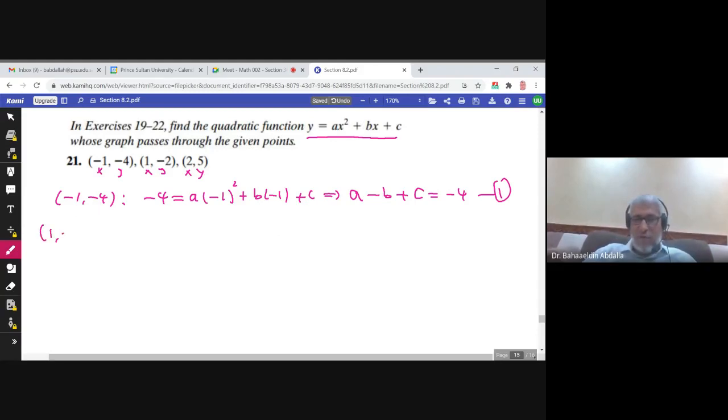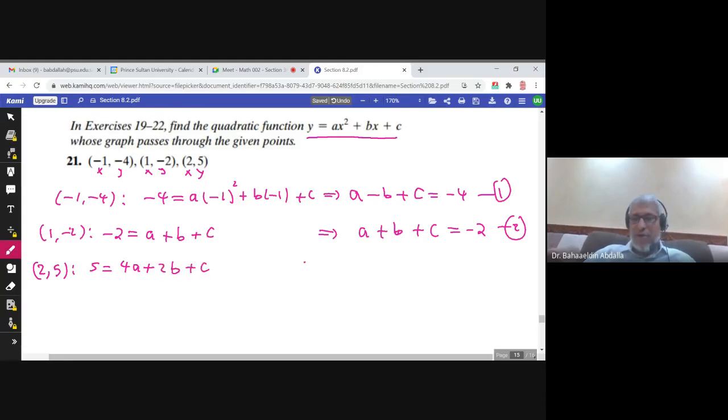The second point, 1 and -2. y is -2, x is 1. So 1 squared times a would be a, 1 times b would be b, plus c. So the second equation: a + b + c = -2. Now the third point will give you a third equation. y is 5 and replace x by 2. 2 squared is 4, so 4a plus 2 times b plus c. So the third equation: 4a + 2b + c = 5.